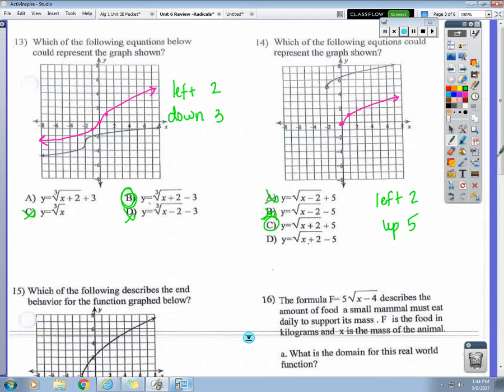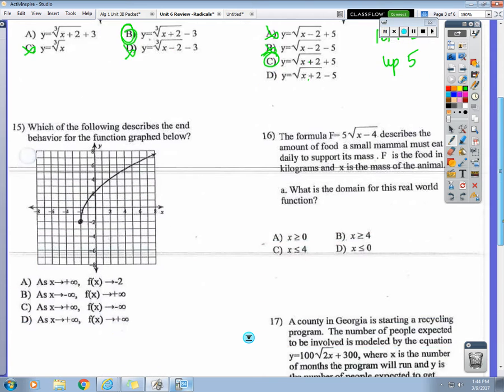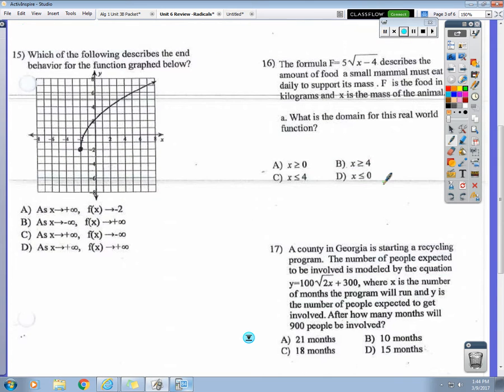Okay? Nobody. Number 15. 3 more questions. Focus. Maddie, focus. 3 more questions.